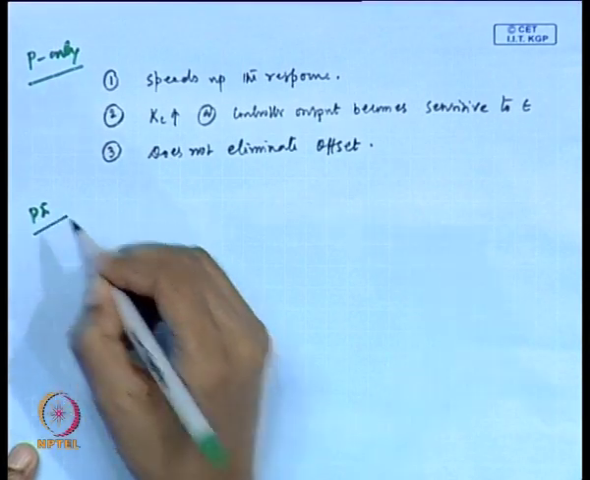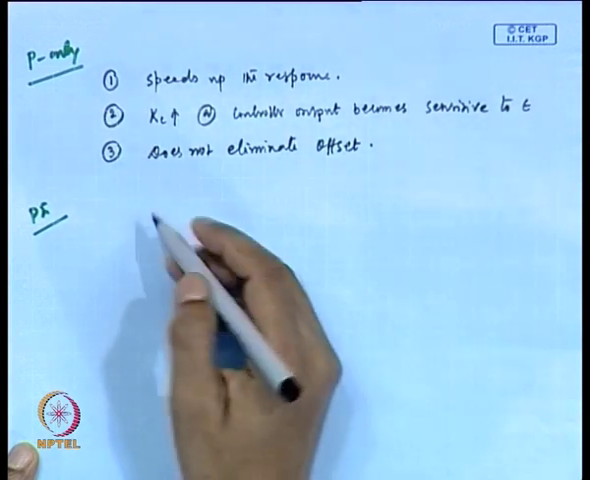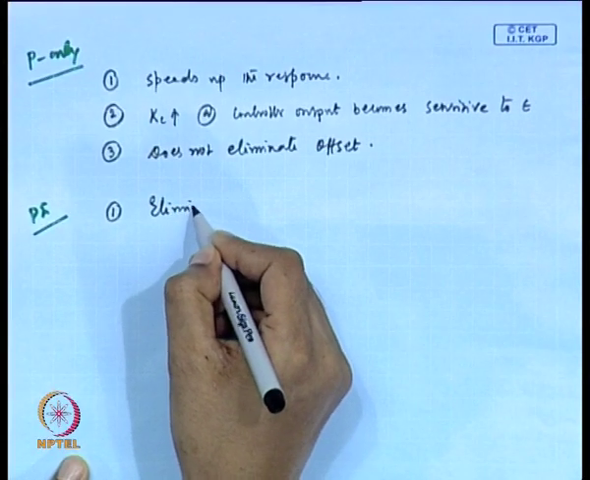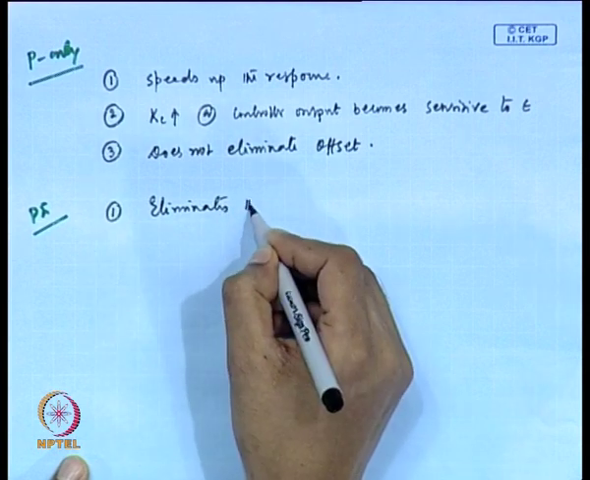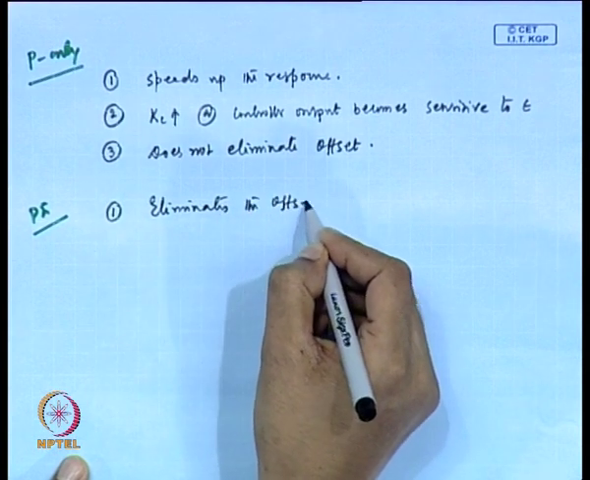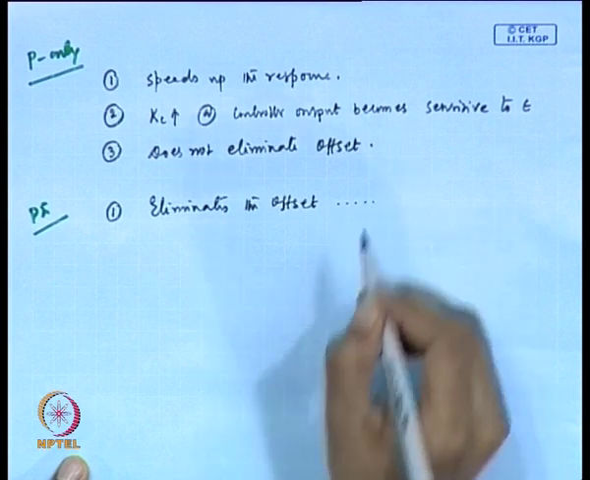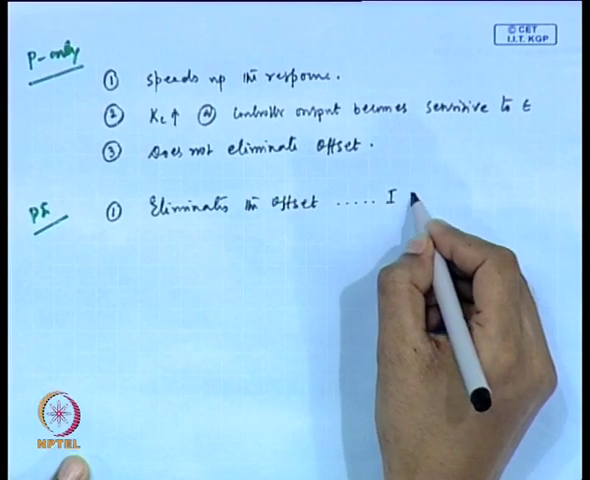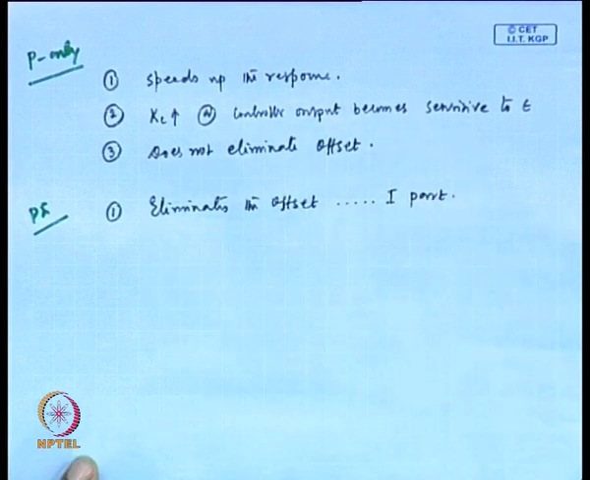Next is PI controller. Most important point related to PI controller is that it eliminates the offset. So, which part eliminates the offset? Integral part. Integral action eliminates the offset.